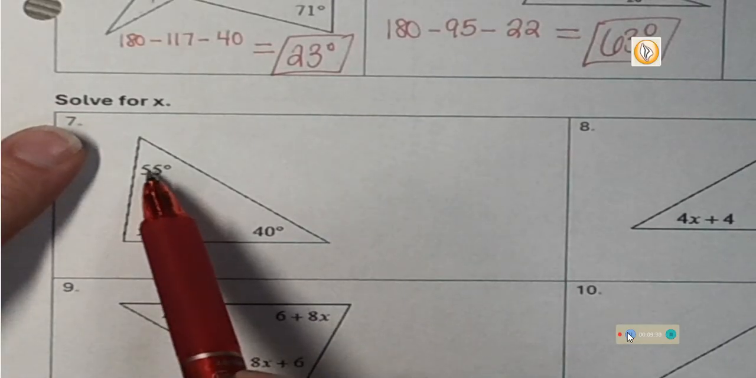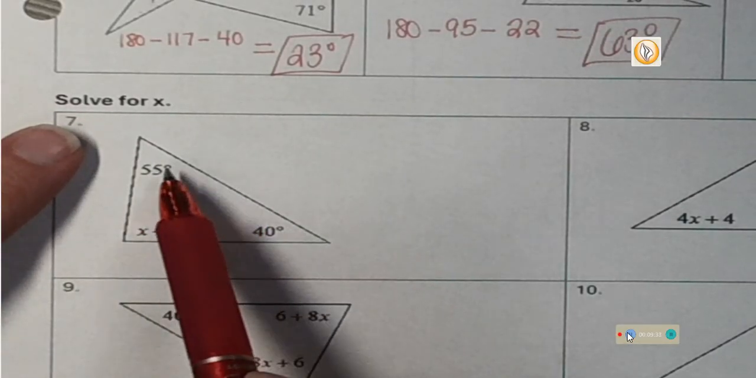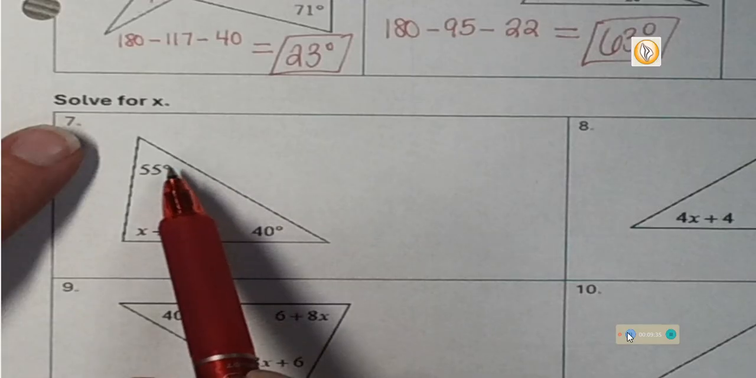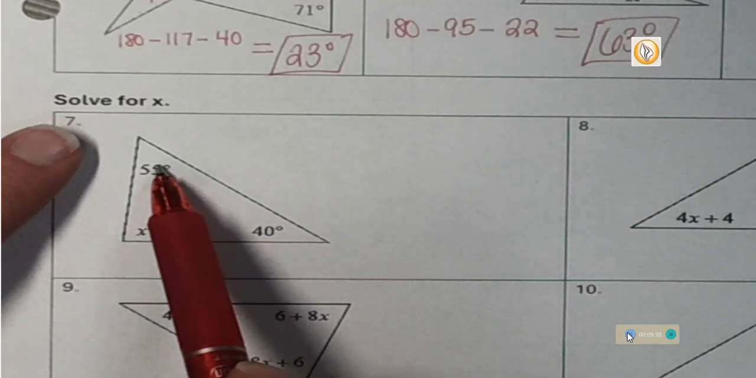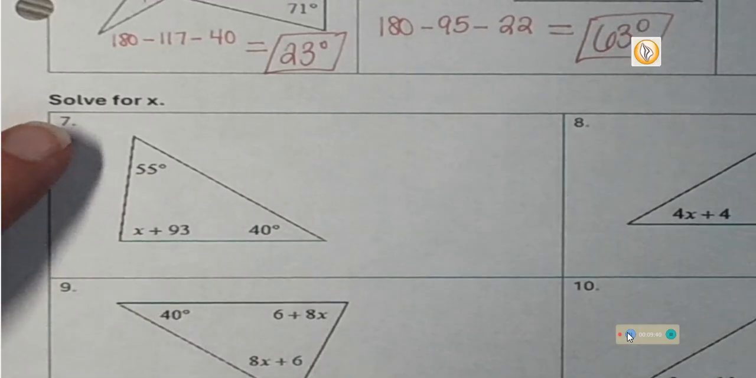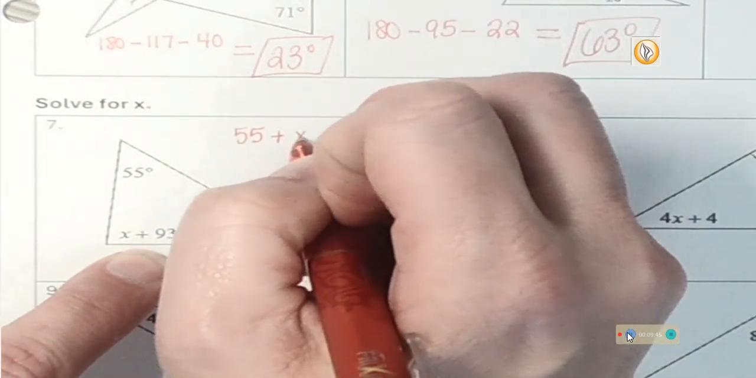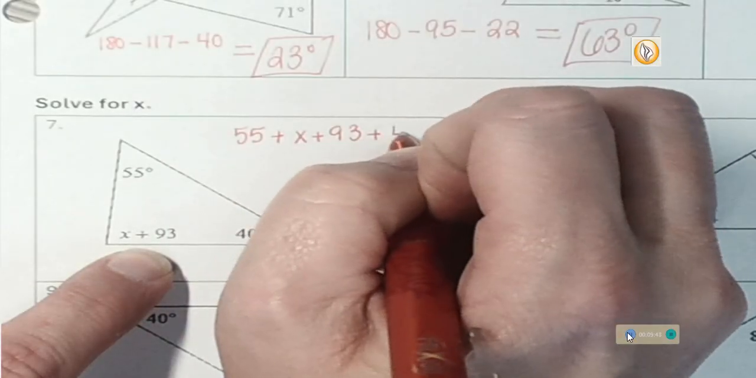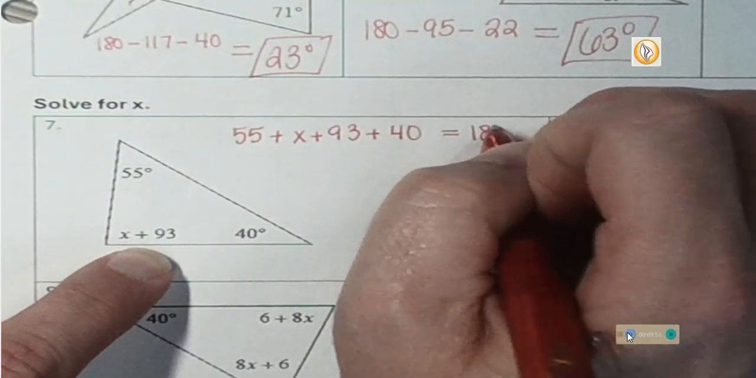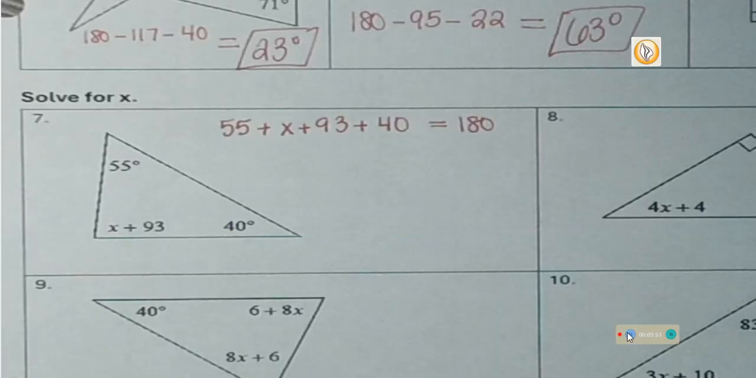So if you have three angles inside the triangle, what do you know about those three angles? What do they add up to be? 180. So you are quite literally going to say 55 plus x plus 93 plus 40 equals 180. Now listen carefully to my question. Why are we using 180? Triangle has 180 degrees, okay? You have all three angles of a triangle, which is 180 degrees.